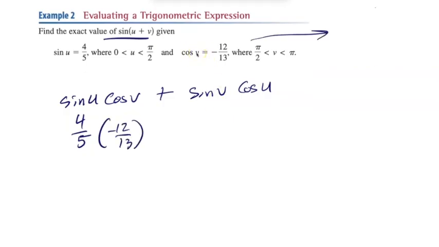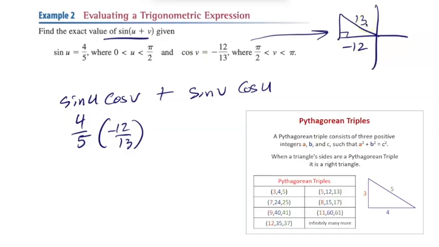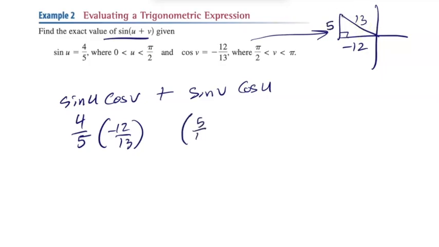Well, I would make a triangle. They tell you where to make it. Quadrant 2. Cosine is negative 12 over 13. Luckily, this is a 5, 12, 13 triangle. This would be 5, and it would be positive. It's going up. This would be 5 over 13.